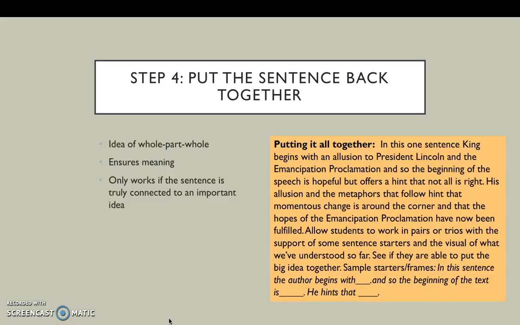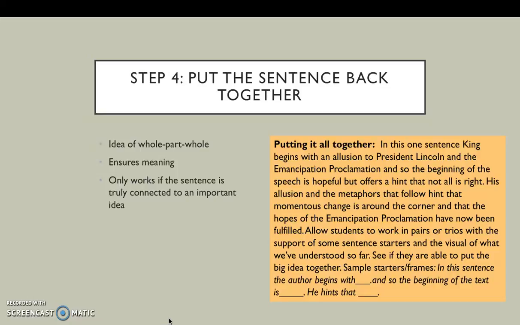After you've chunked the sentence and thought through how each piece would be taught, then you want to put it all back together again. This supports the research-based idea of whole-part-whole. Whole-part-whole ensures meaning. We start with a bigger picture, break it into smaller chunks, and then make sure it's being connected back to the whole big meaning. Remember, it's going to be hard to put it back together to one big meaning if it's not an important idea in the text.